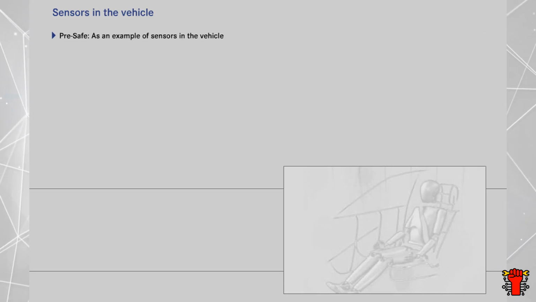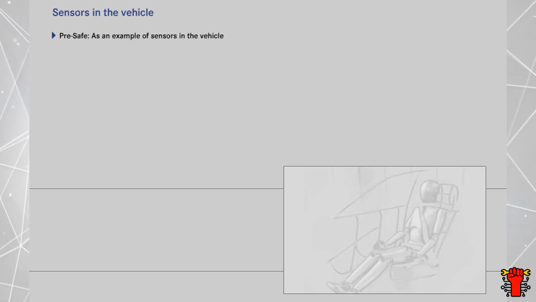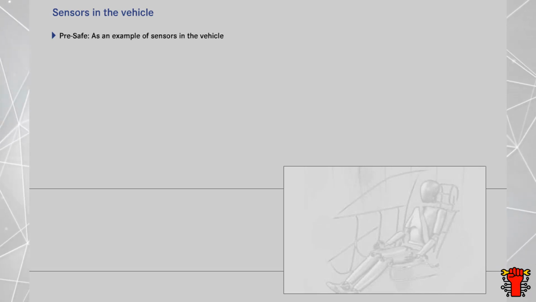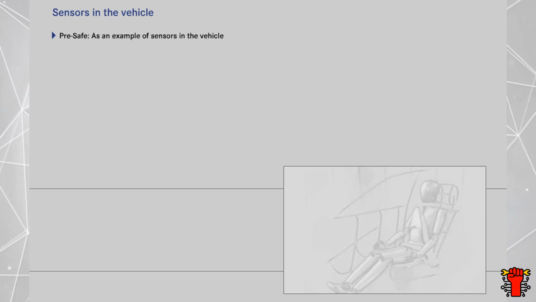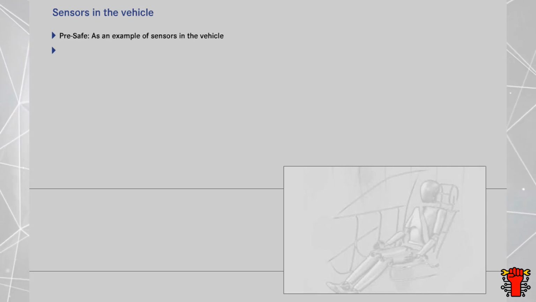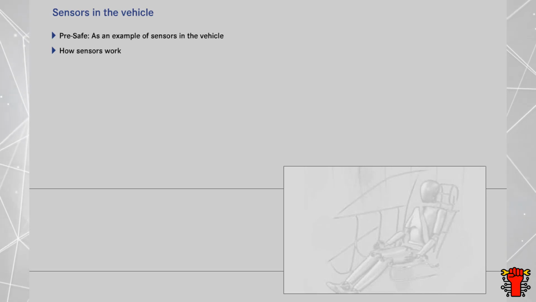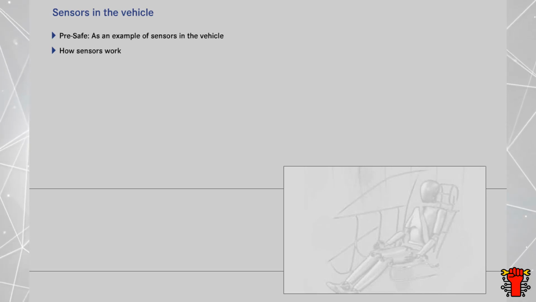This chapter will first of all show you the role sensors play in motor vehicles by using the pre-safe occupant protection system as an example. It then goes on to demonstrate by means of another example how sensors work in principle.